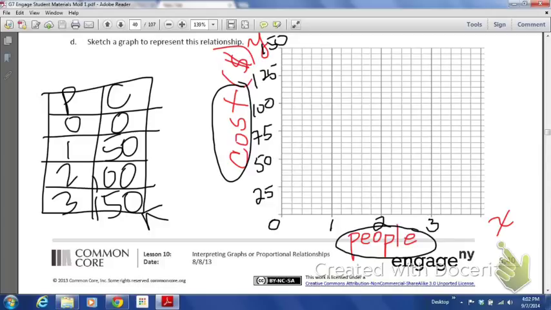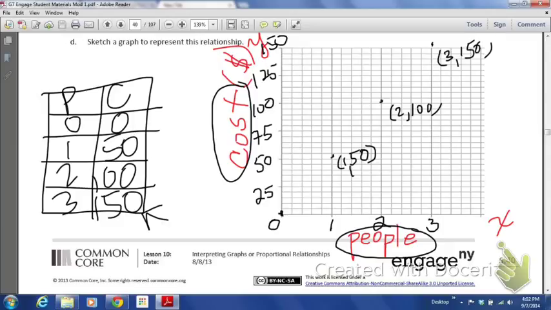If we do plot this for 0, we've got 0, 0. Okay, that's good. We know that's our origin. This is going well. We know it's a proportional graph already. So anyway, one person, 50. Here's our 1 and 50. Sorry, I'm having trouble with this right now. Then we have 2, 100. And then we have 3, 150.